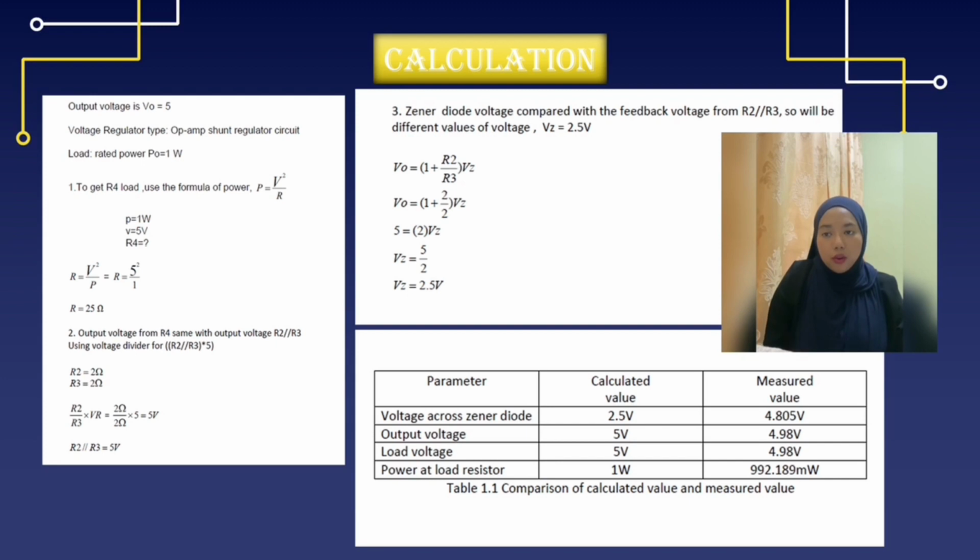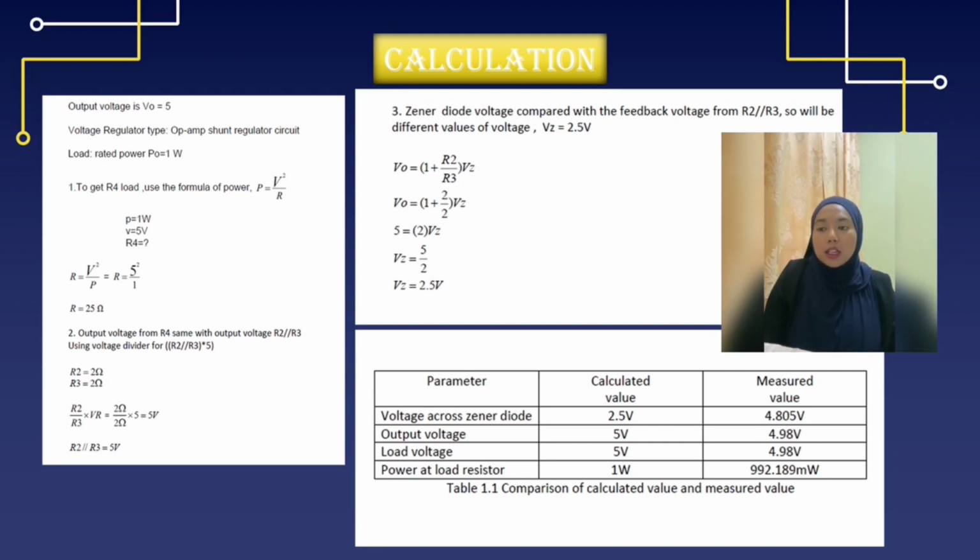To get R4, I use the formula of power, which is P equal to V square over R. Then I change the formula because I want to get R, so the formula changes to R equal to V square over P. Then I continue with the calculation: R equal to 5 square, because 5 is the voltage, over 1, because 1 is the power, and then I get the answer R equal to 25 ohm.